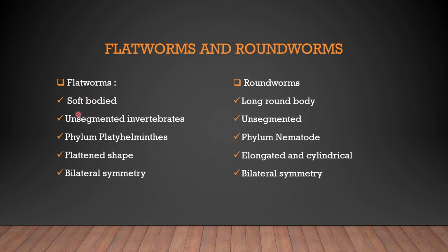Flatworms are soft-bodied, unsegmented invertebrates. Unsegmented means not divided into segments. They belong to phylum Platyhelminthes. They have a flattened shape. They have bilateral symmetry. Bilateral symmetry means animals which are divided into two equal halves, that is right and left halves, by only one plane. So flatworms have bilateral symmetry.